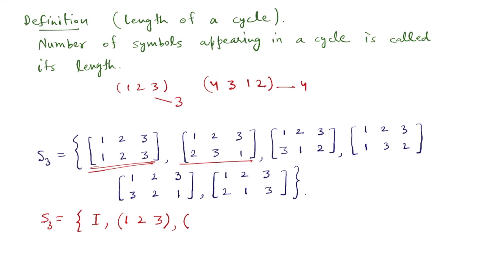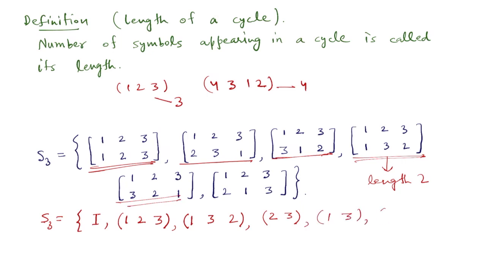In the third permutation 1 goes to 3, 3 goes to 2 and 2 goes to 1. So again it's a cycle of length 3. Fourth element, here 1 goes to 1, so that we will not write. Then the next smallest symbol is 2, so 2 goes to 3 and 3 goes to 2. So this one is a cycle of length 2. Then this element is simply (1 3), 2 is fixed under this cycle, and the last one is (1 2).